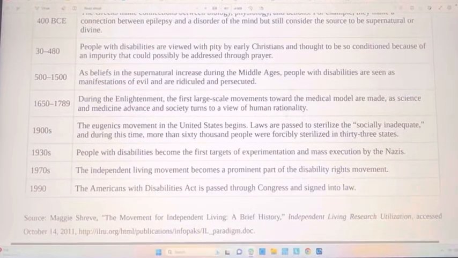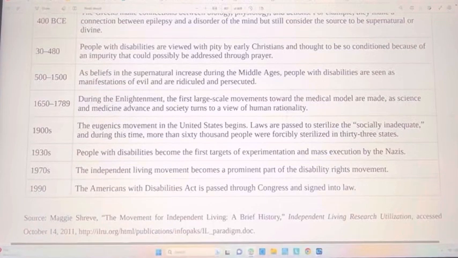30 to 480, people with disabilities are viewed with pity by early Christians and thought to be so conditioned because of an impurity that could possibly be addressed through prayer. 500 to 1500, as beliefs in the supernatural increased during the Middle Ages, people with disabilities are seen as manifestations of evil and are ridiculed and persecuted.